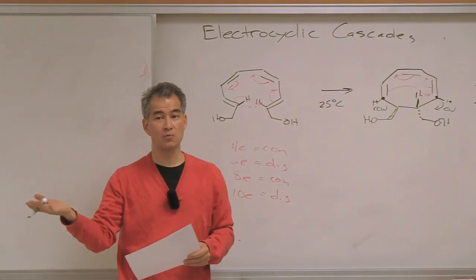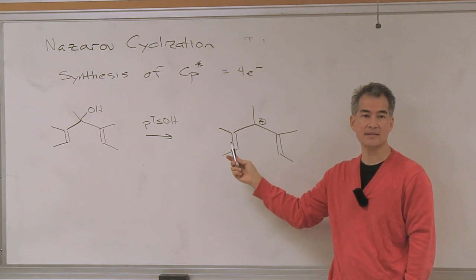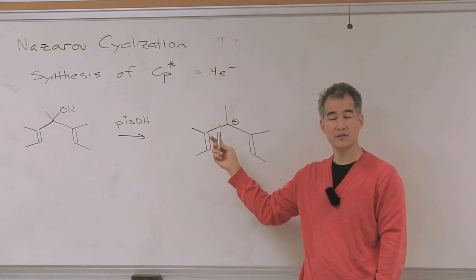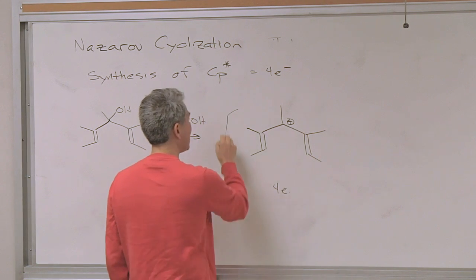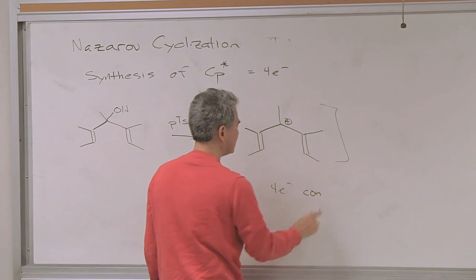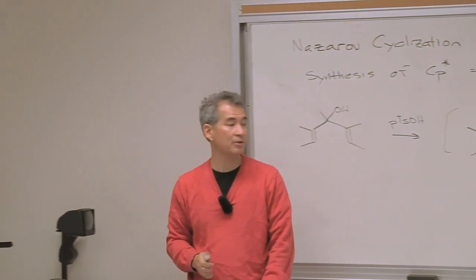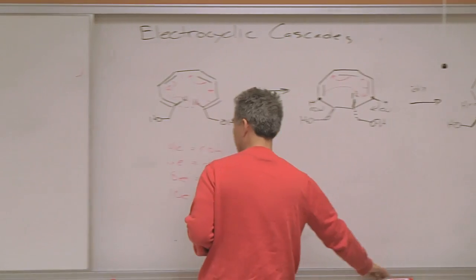And so now I have just one big extended pi system. And how many electrons are in this pi system? There's 4 electrons. This is a 4-electron process. This is an intermediate. There's no light involved here. And that means it's going to close through a conrotatory ring closure process. I'll go ahead and draw the arrow pushing.